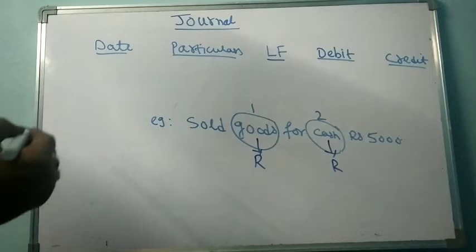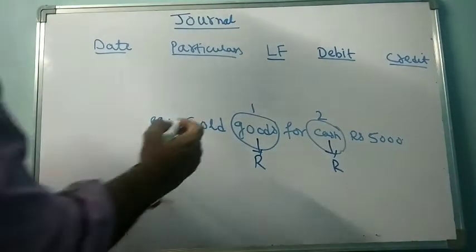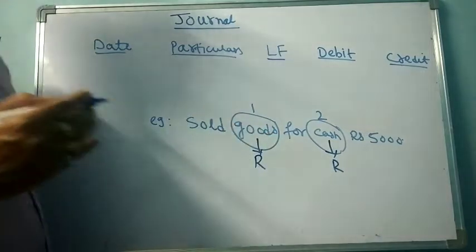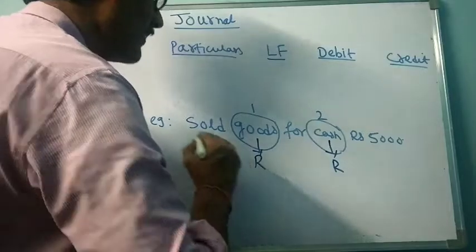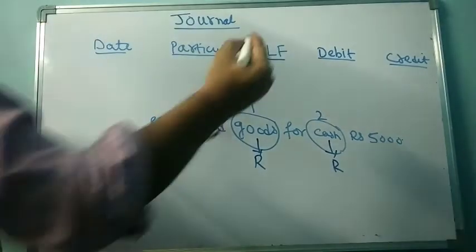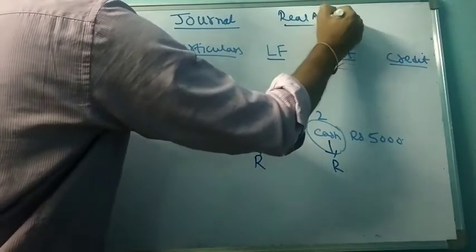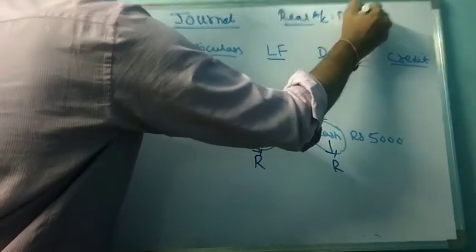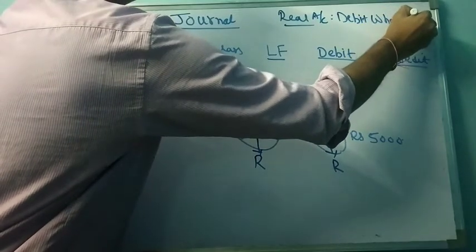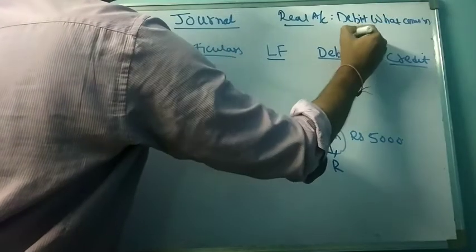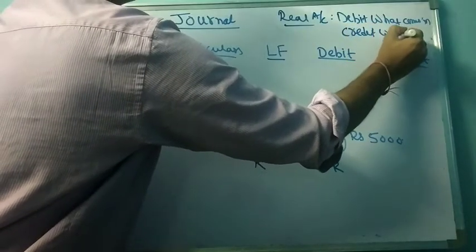Now step number 3, apply the rules of debit and credit. We are selling goods, always think from the business point of view. We are selling goods means goods are going out. So debit what comes in, credit what goes out. Real account rules first you should know. What are the real account rules? Debit what comes in. Credit what goes out. These are the rules of real account.